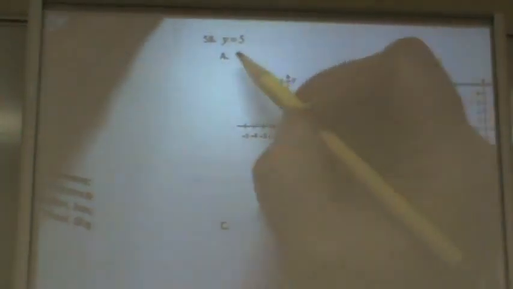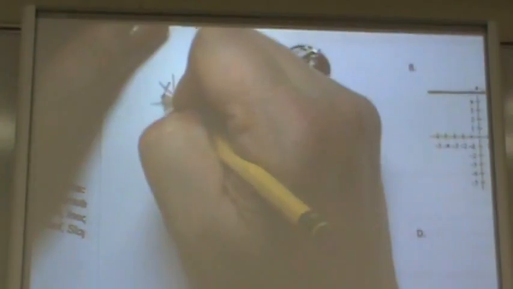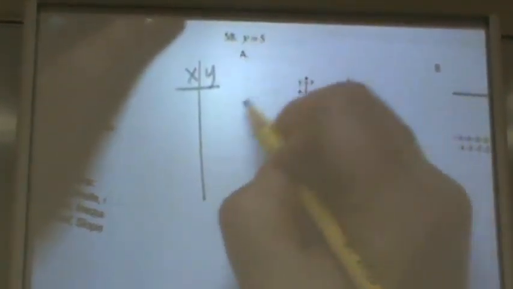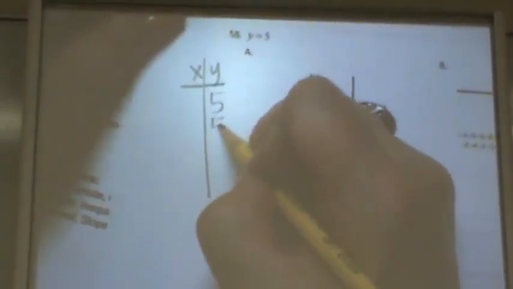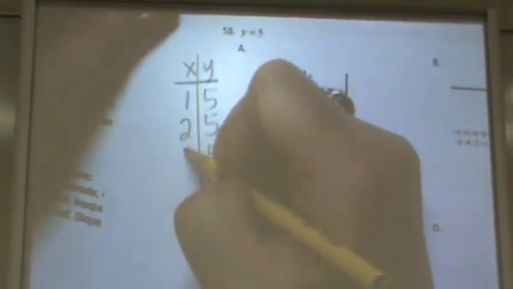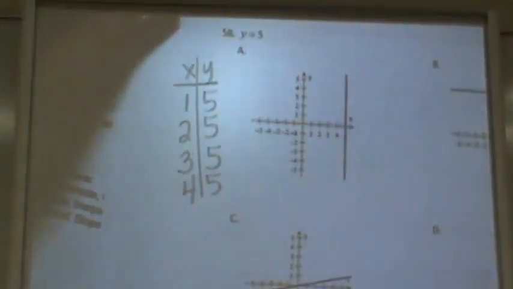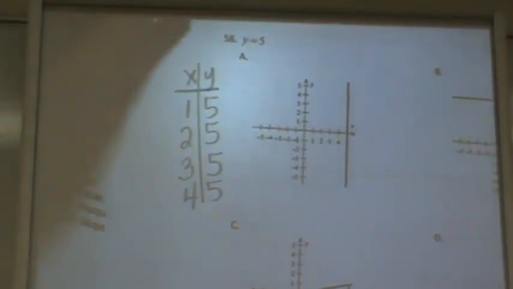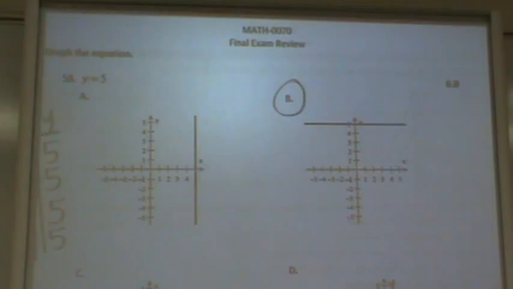no. 58, in class I showed you this equation says y is 5. So if you made a table, this is saying no matter what, the y value is 5. 5, 5, 5 for y. So you could plug whatever number you want for x, and if you were to plot these points, you would see that it's a horizontal line at 5.